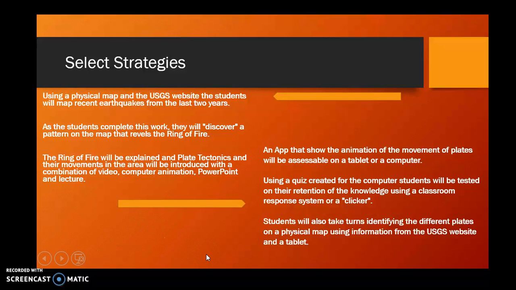The strategies. First, I'd like to use a physical map and the USGS website where students can map out that information to begin with. As students complete this work, they will discover this pattern on the map, and that will reveal the Ring of Fire through frequency of activity in the area. Volcanoes, earthquakes, but mostly earthquakes. At which point the Ring of Fire will be explained, and then plate tectonics and their movements will be introduced.